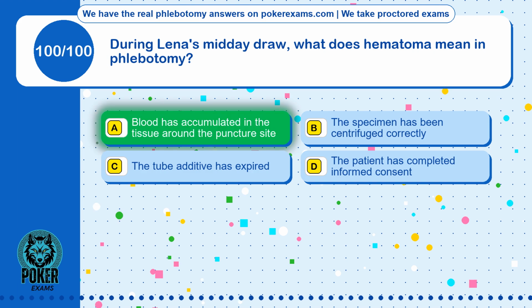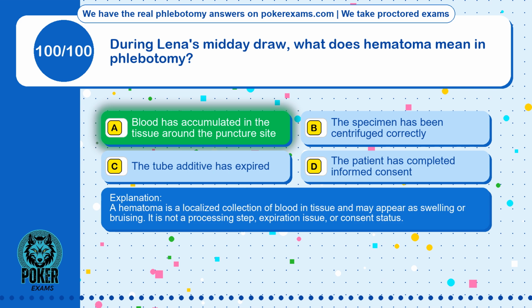The correct answer is option A. Blood has accumulated in the tissue around the puncture site. A hematoma is a localized collection of blood in tissue and may appear as swelling or bruising. It is not a processing step, expiration issue, or consent status.